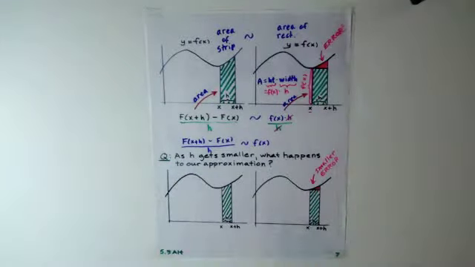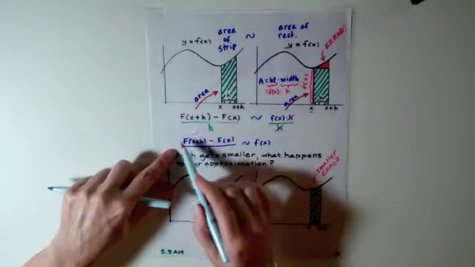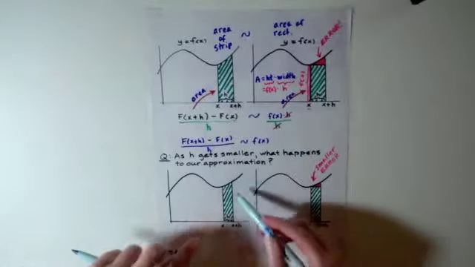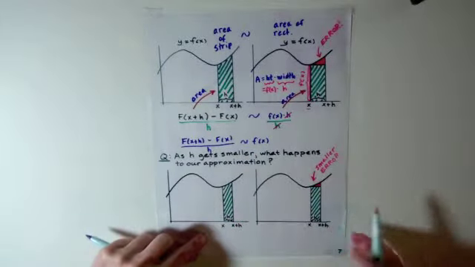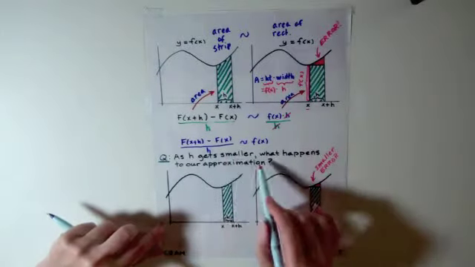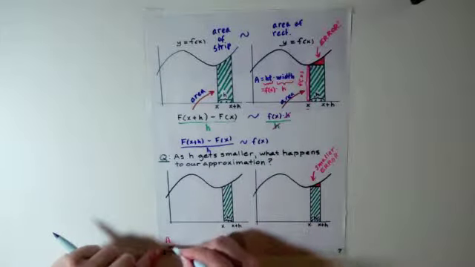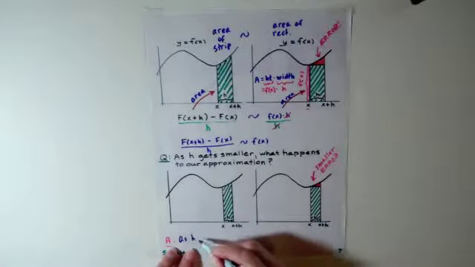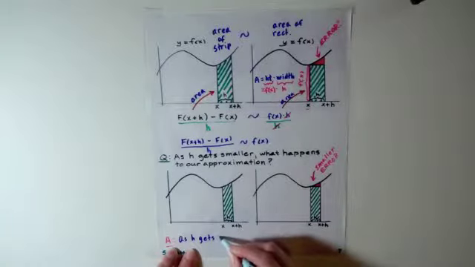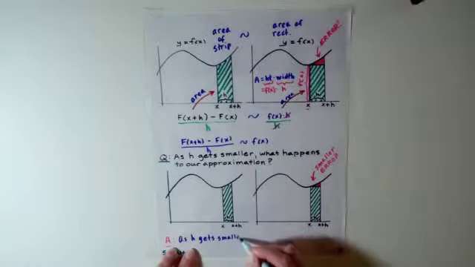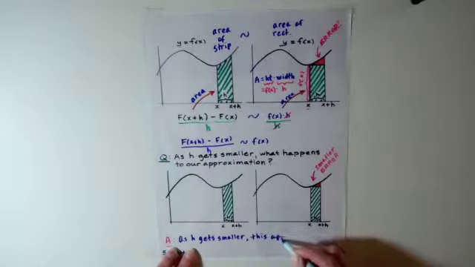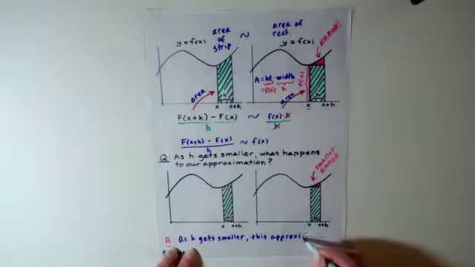So that looks better to me. Now this side of this expression should be closer to this side because this area is closer to this area. So as h gets smaller, the answer to our question, we could say as h gets smaller, this approximation that we set up gets better.